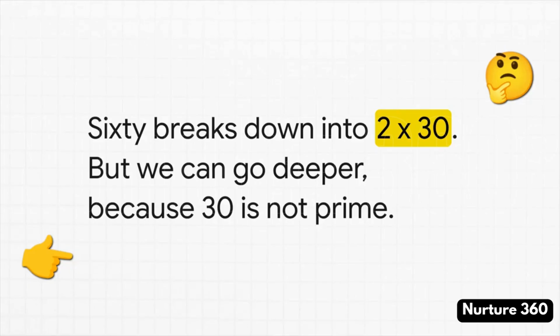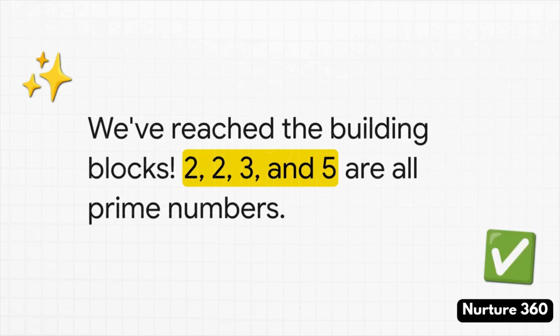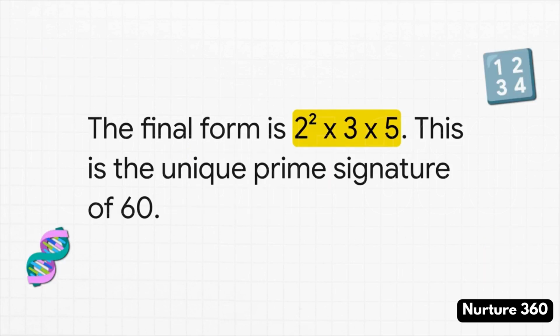Okay, the first scan reveals one layer. 60 is 2 times 30. But wait, 30 isn't a prime number, right? So we've got to go deeper. So the X-ray dives another level. That 30 breaks down into 2 times 15. We're getting closer, but 15? Nope, that's not prime either. And bingo, there we have it. We've finally hit the core components: 2, 2, 3, and 5. All of these are prime numbers. These are the true, indivisible building blocks of 60. So we can write this out nice and clean as 2 squared times 3 times 5. This right here is the unique prime signature of the number 60.